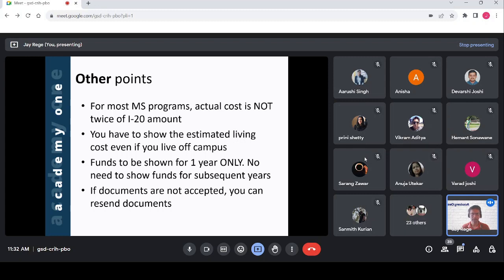So once you finalize the universities, you can look at the universities and decide what is the cost associated with that. Of course, if you need any help, we can take that discussion on a case-to-case basis separately.